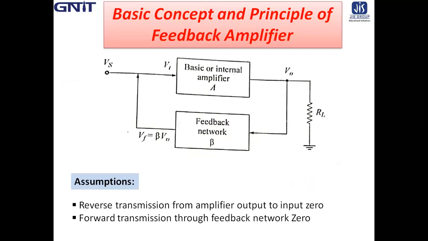So this is a general feedback circuit, and we want to introduce some basic concepts and principles of feedback amplifier. The basic block diagram of a feedback amplifier is shown here. A feedback amplifier is also known as a closed loop amplifier. Why? Because a closed loop is formed between the input and the output of the amplifier.